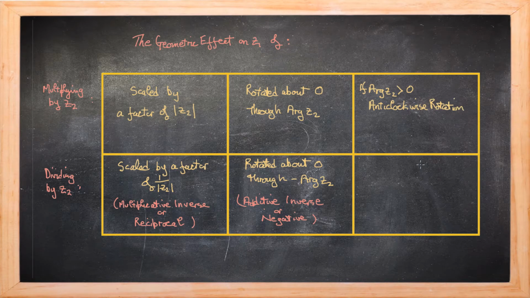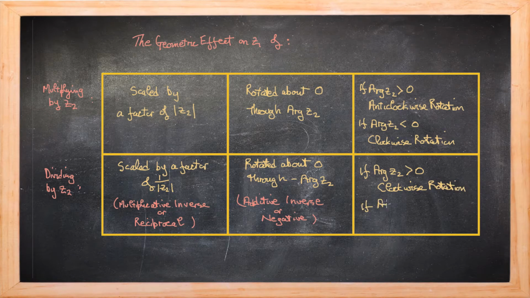And if the principal value of the argument of z2 is less than 0, that's a negative rotation if we're multiplying by z2, and that will go in a clockwise direction. And the opposites will be true for division. If arg z2 is positive, then we get a negative rotation, which will be a clockwise rotation. And if arg z2 is negative, then the negative of that will be positive, so it will be an anti-clockwise rotation.